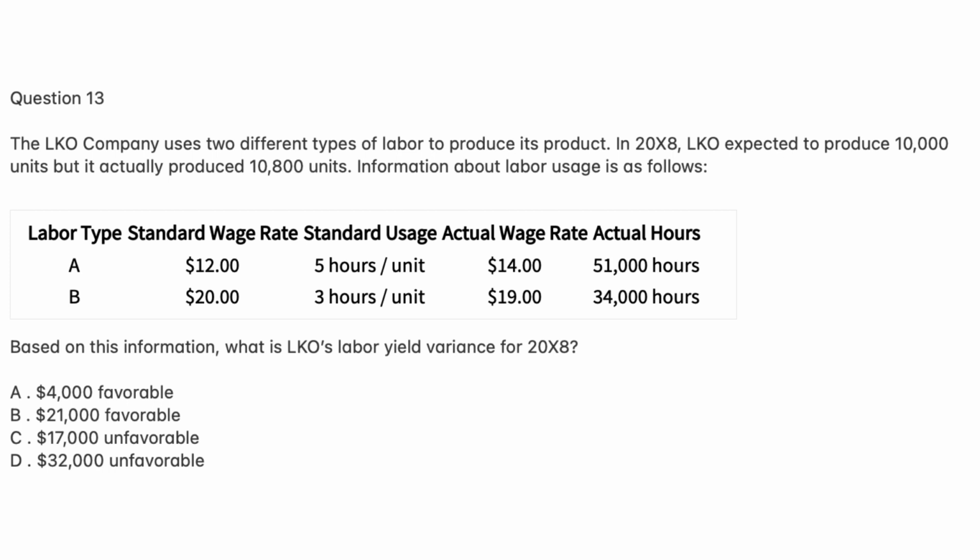A. $4,000 favorable. B. $21,000 favorable. C. $17,000 unfavorable. D. $32,000 unfavorable. The answer is B.